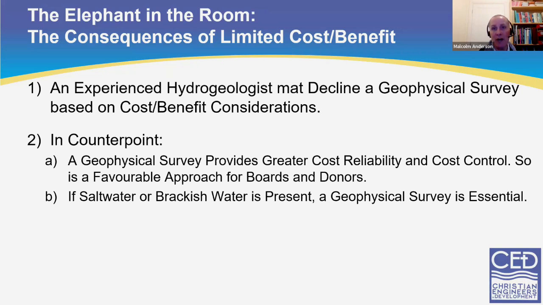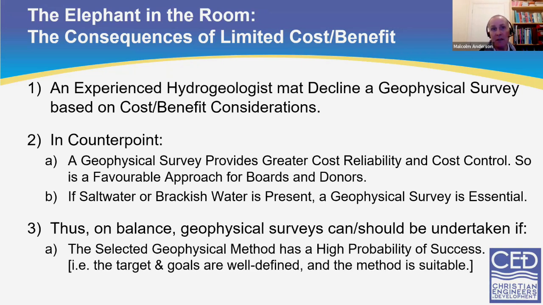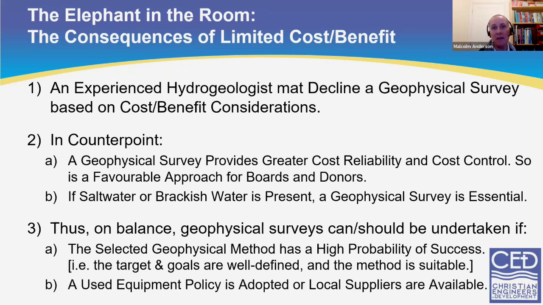And if saltwater or brackish water is present, a geophysical survey is essential. Thus, on balance, geophysical surveys should be undertaken, but only if the selected geophysical method has a high probability of success. And a used equipment policy should be adopted, especially where local suppliers are not available. But if there are local suppliers, then that's probably the best option. It just depends on price.